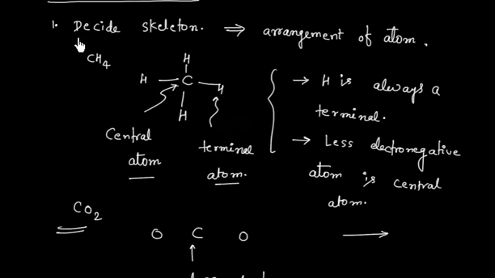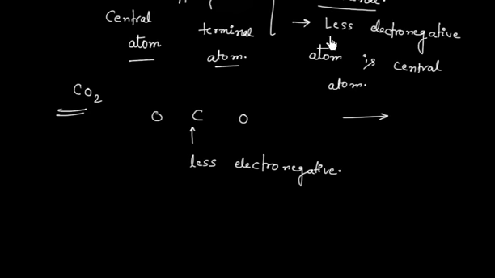So what is the first task? The first task is to decide a skeleton, and that is the arrangement of atoms, that is the connectivity. Now how to decide this arrangement? The first rule is hydrogen is always a terminal atom. Are you getting? Always. And the next rule is the less electronegative atom is generally the central atom.